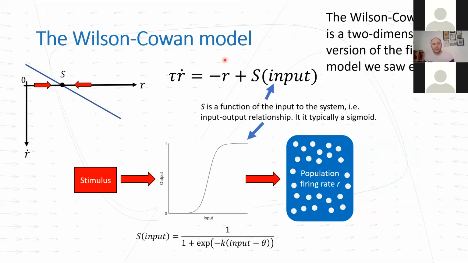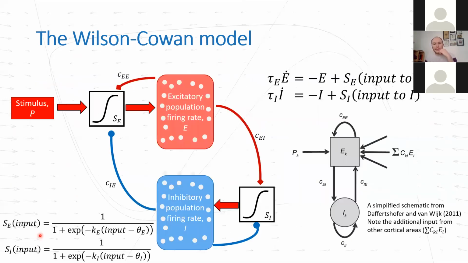So this is just the equations that I showed you earlier. This is just the slide I showed you earlier. And now we're going to adapt it to 2 equations. So first of all, we've got 2 populations now. We've got an excitatory population and an inhibitory population. So instead of calling them R, we'll call them E and I, just to differentiate between the 2.